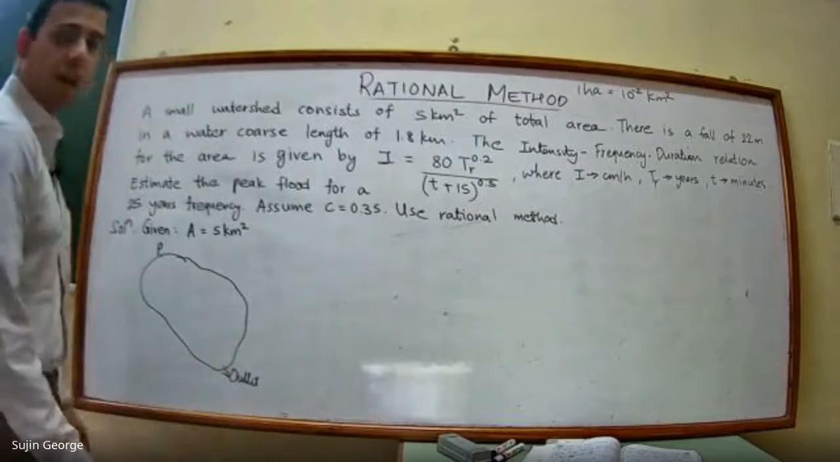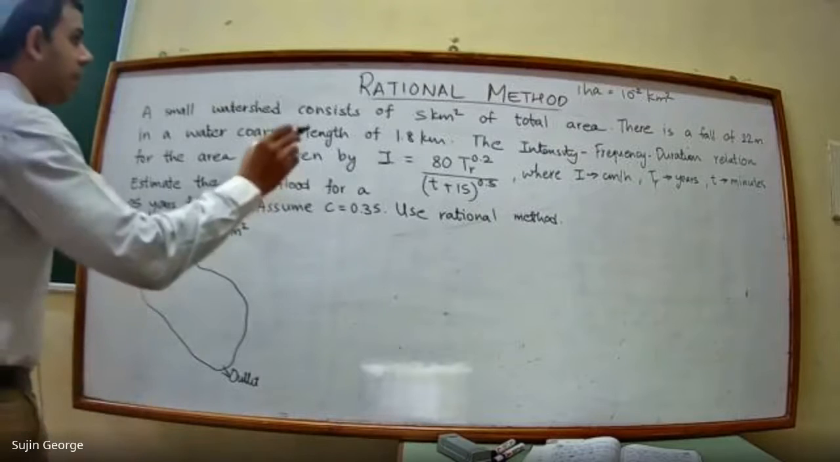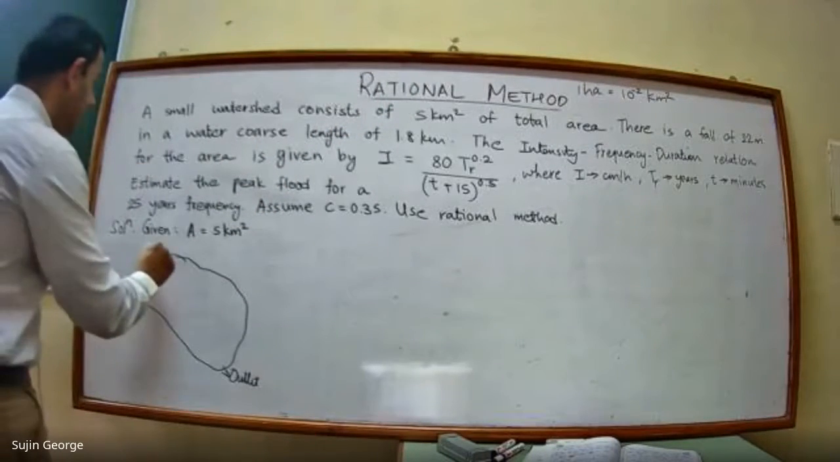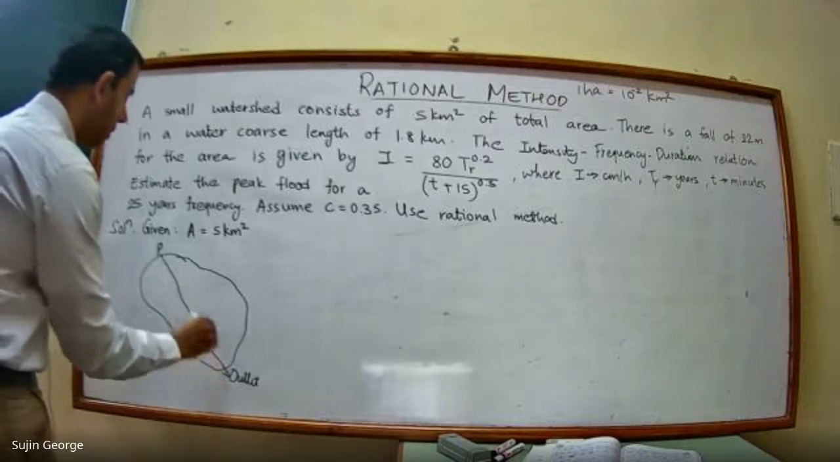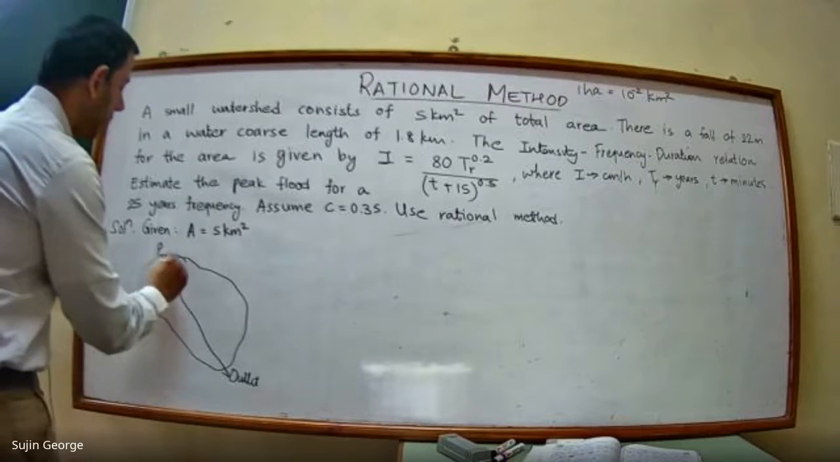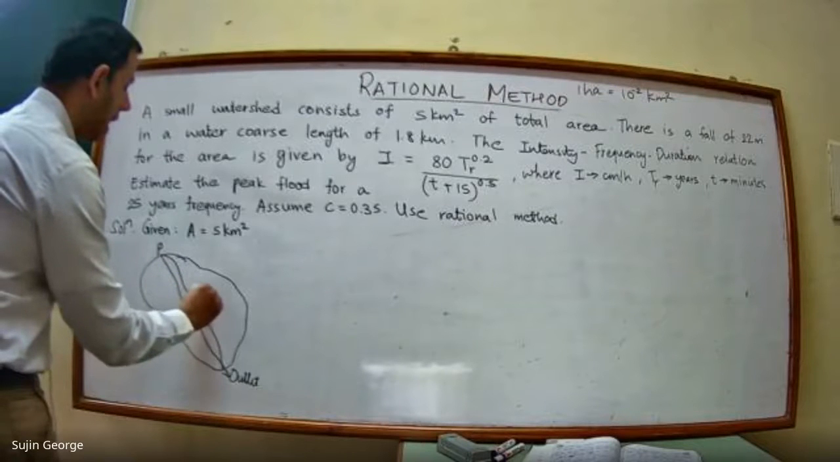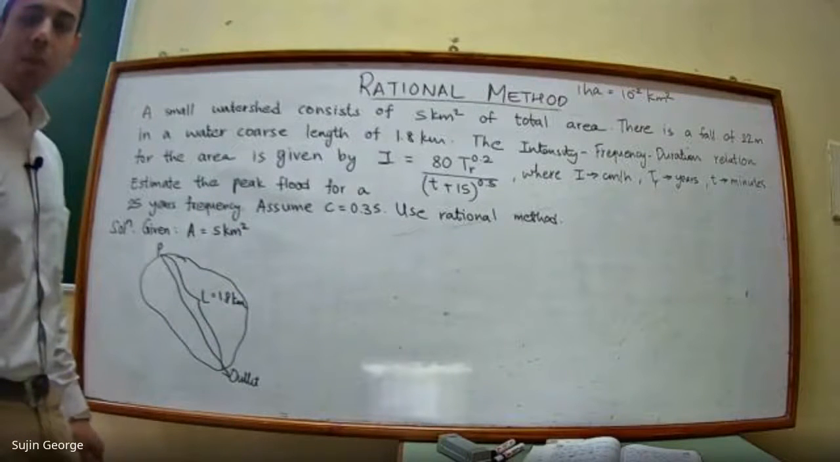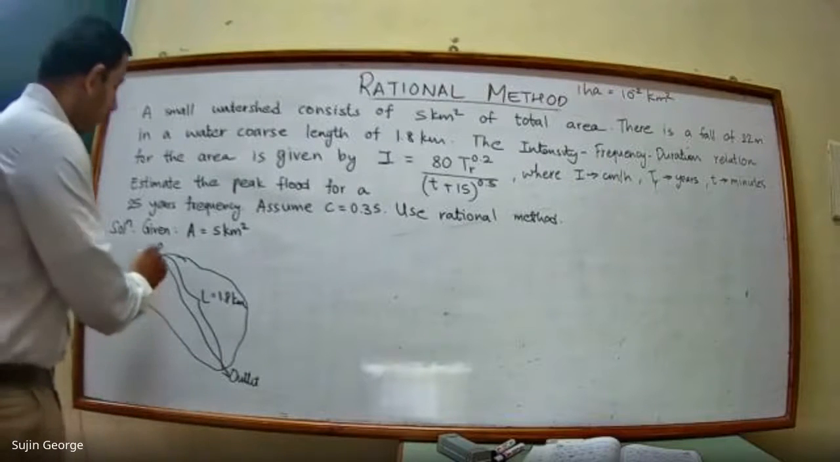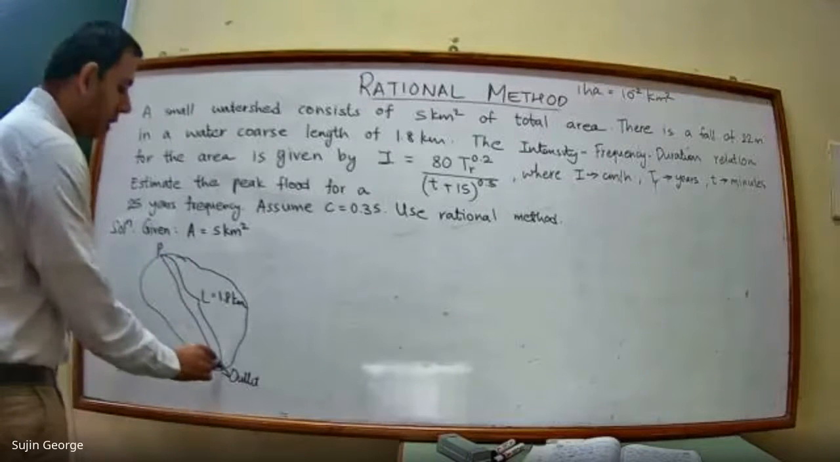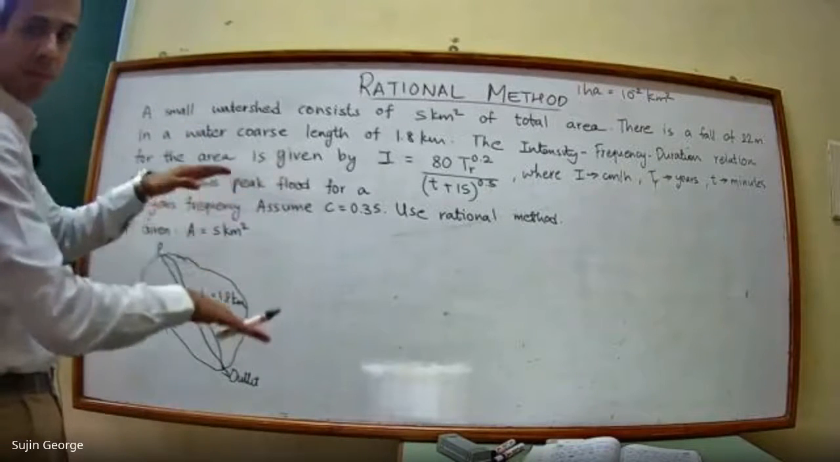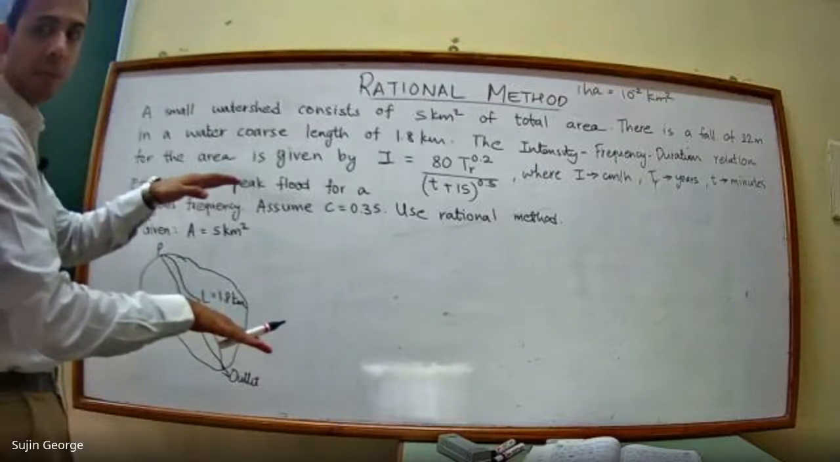This is the watershed outlet. So, when it is mentioned that there is a fall of 22 meter in a water course length, meaning from here to here, the water course length is given as how much? L is equal to 1.8 kilometer. From this point P till this outlet O, there is a fall of 22 meter.